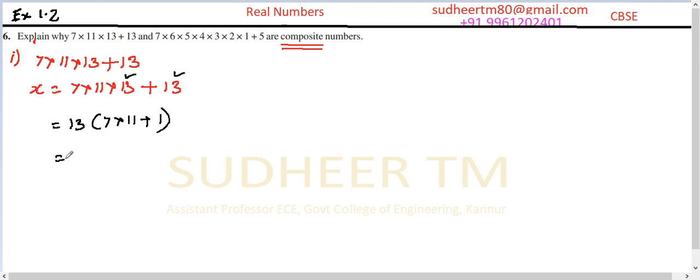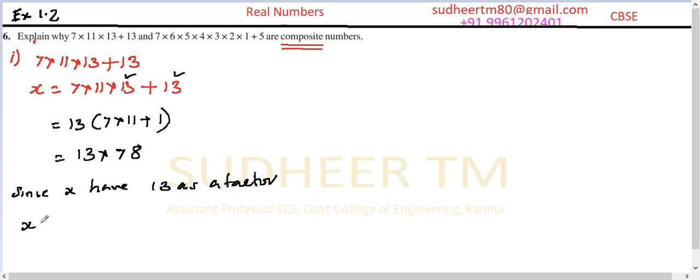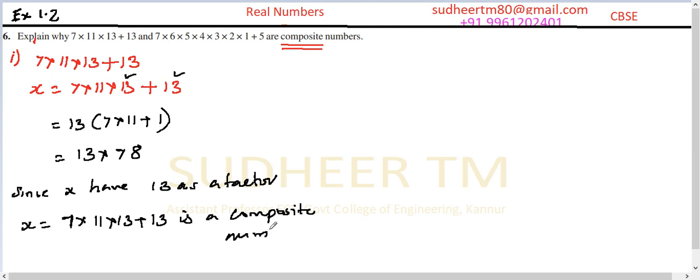Whatever the number is, let it be 13 × 78. So our sum here has a factor of at least 13. Other than 1 and itself, it has factors 13 and 78. So what we can say here is, since x has 13 as a factor, x = 7 × 11 × 13 + 13 is a composite number.